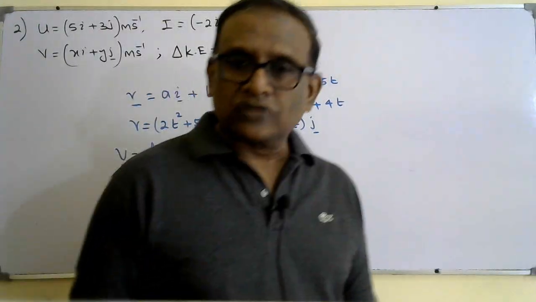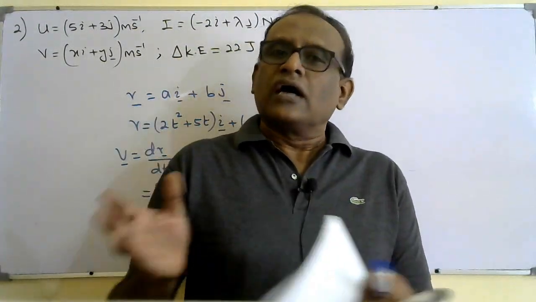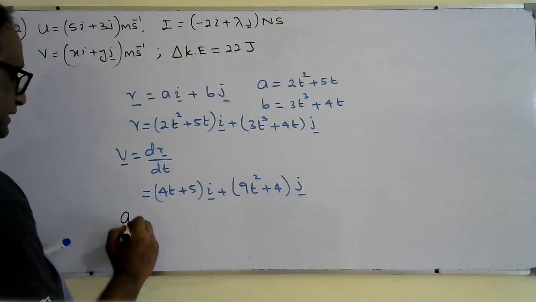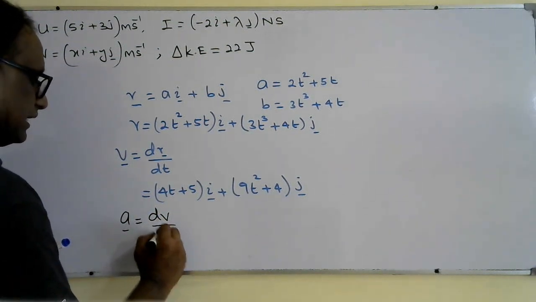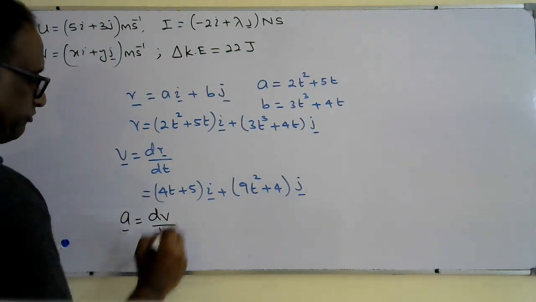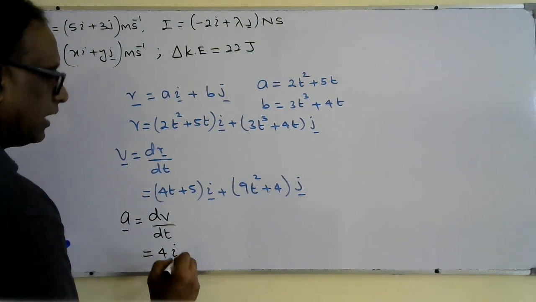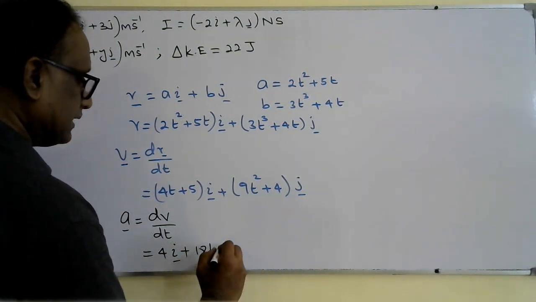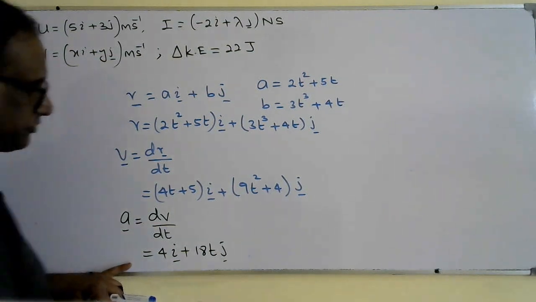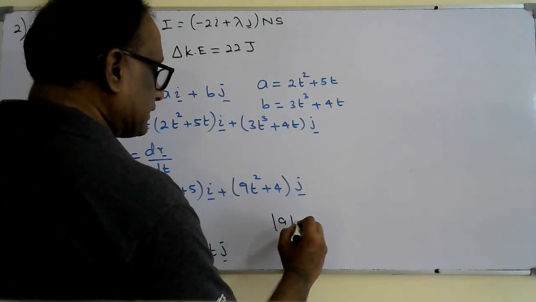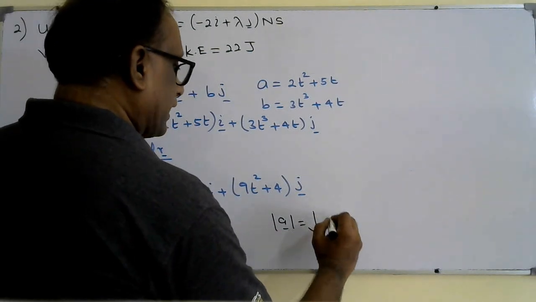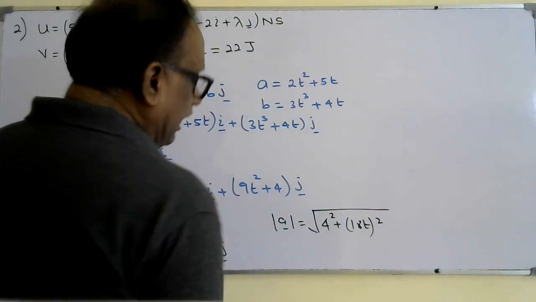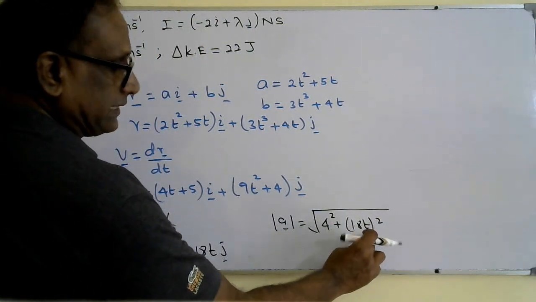If you want to find the magnitude of the acceleration, same thing, square root of the components squared. Say acceleration is given by dv over dt. So if you differentiate this, it's going to be 4i plus 18t j. So this is the acceleration. Here also, if you want to find the magnitude of the acceleration, square root of 4 squared plus (18t) squared. If you want to find the acceleration at a particular time, substitute the given time, you will get the acceleration.